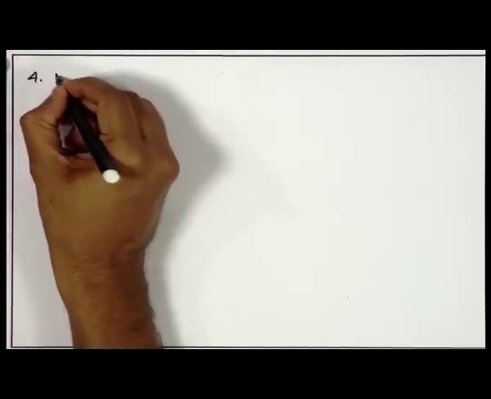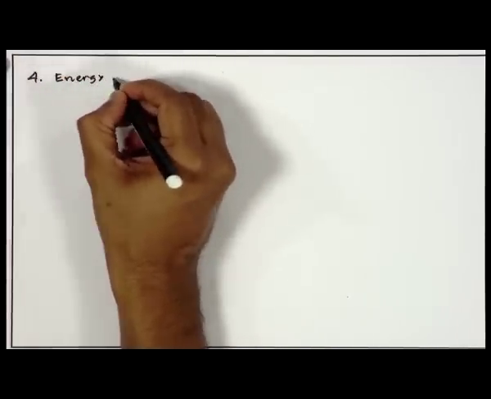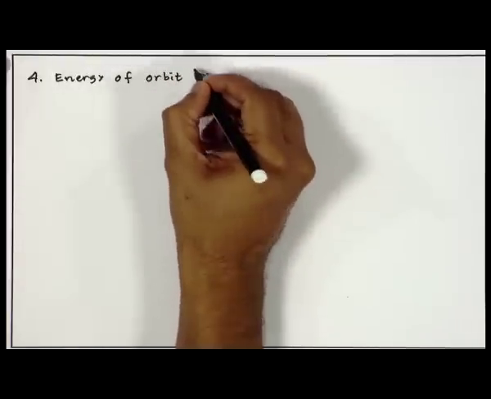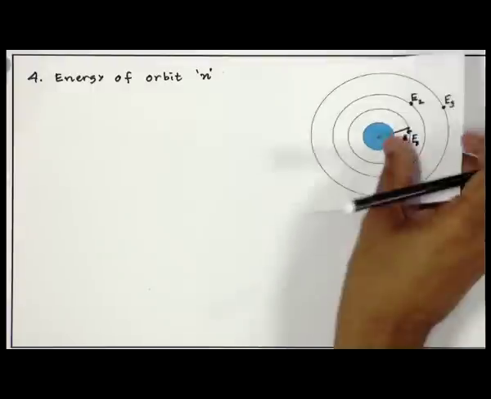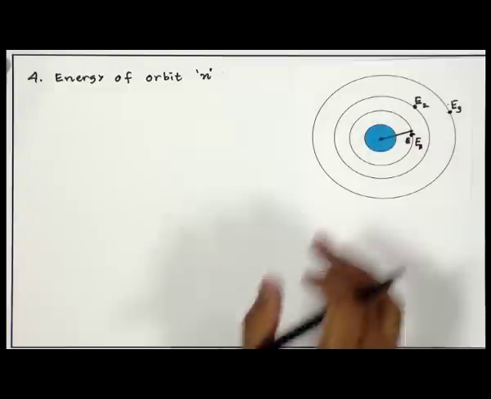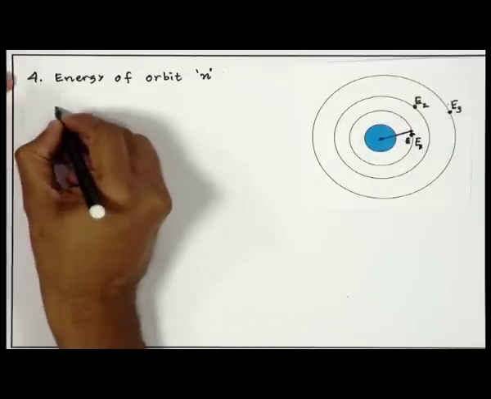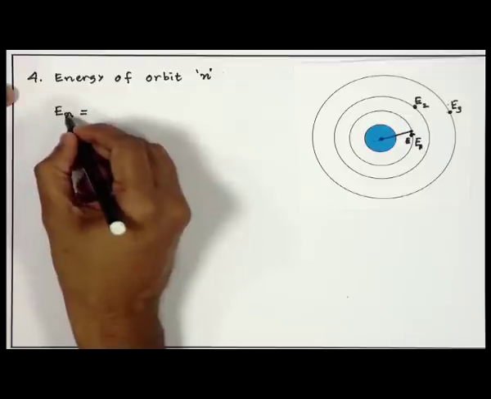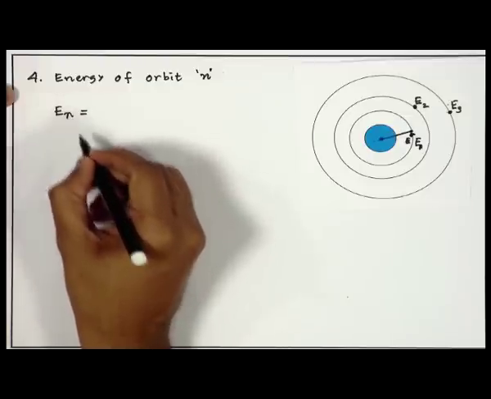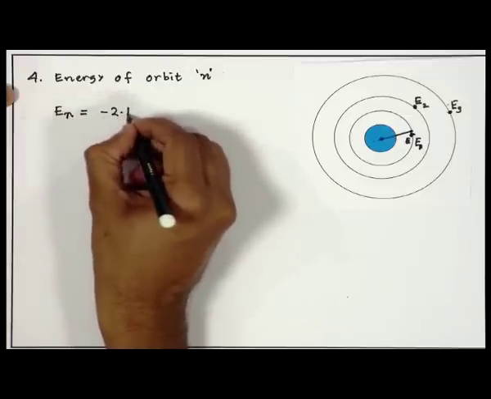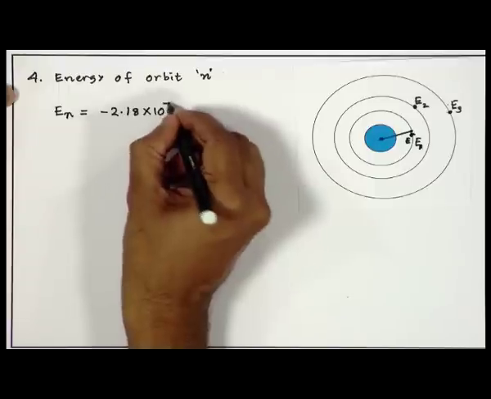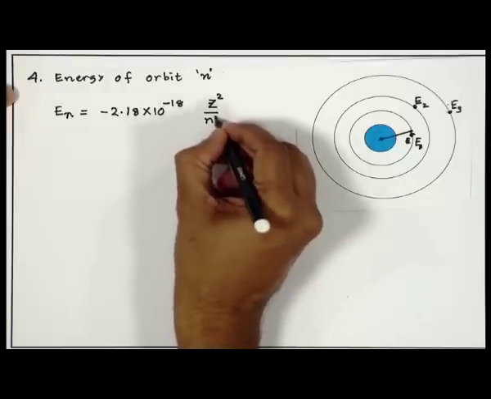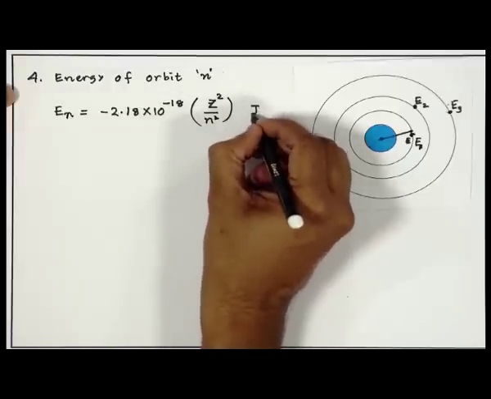Next is the energy of orbit n, or stationary state n. This is the Bohr's atomic model that we have. From Bohr's atomic model, the solution suggested that E n, the value of energy in the nth orbit, is minus 2.18 into 10 to the power minus 18 z square divided by n square, and this is given in the units of joules.